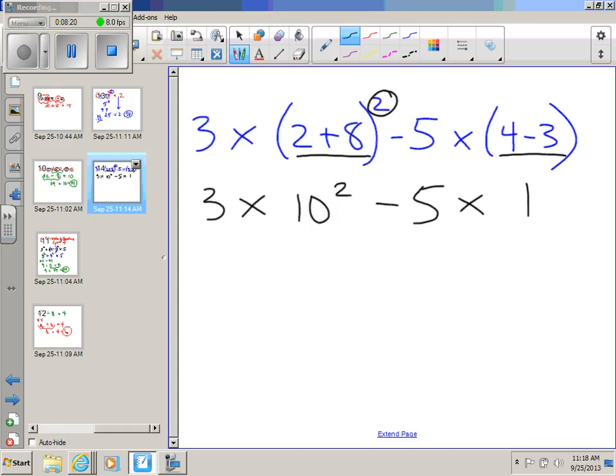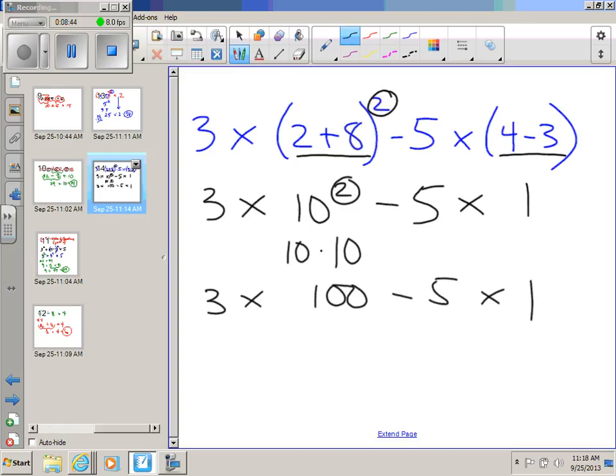Clear it all out. Before we go to step 2, clear everything from step 1. Then step 2 is the exponents. What really is 10 squared? It equals 10 times 10, which equals, Carlos, 100. So now, 3 times 100 minus 5 times 1.